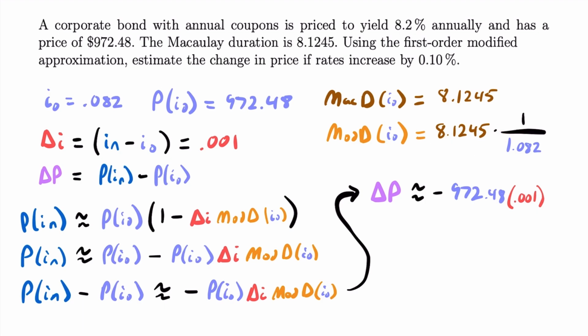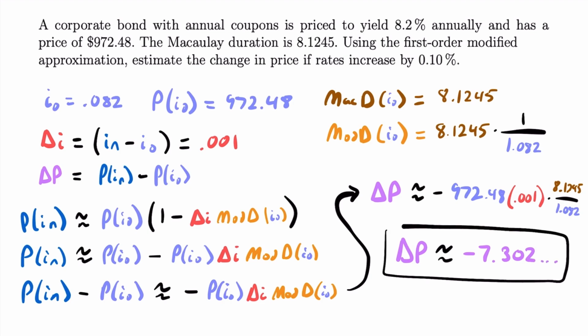And I'm going to write it like this. We'll be multiplying by 8.1245 divided by 1.082. Okay, and so if you perform this calculation in your calculator, you should find that the change in the price is approximately equal to negative 7.302 and some more decimals. That is the final answer to this example problem.